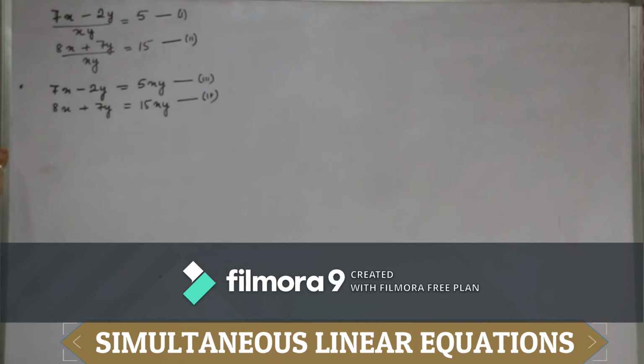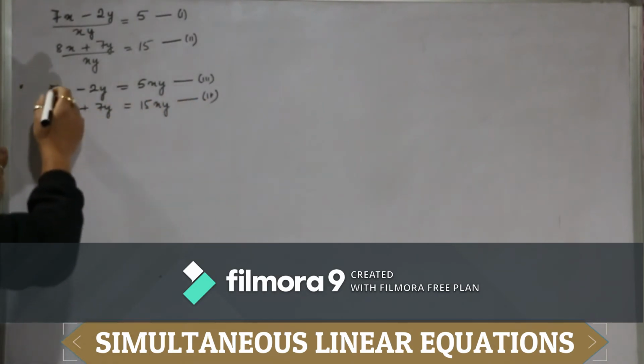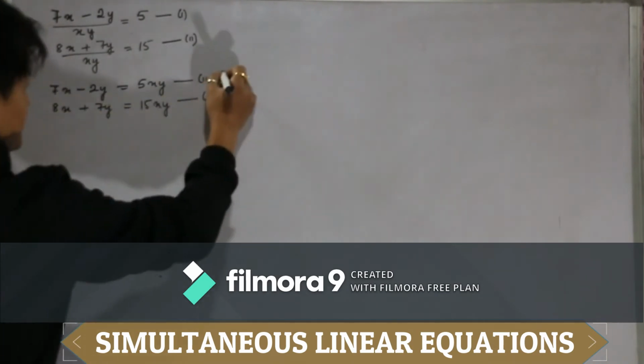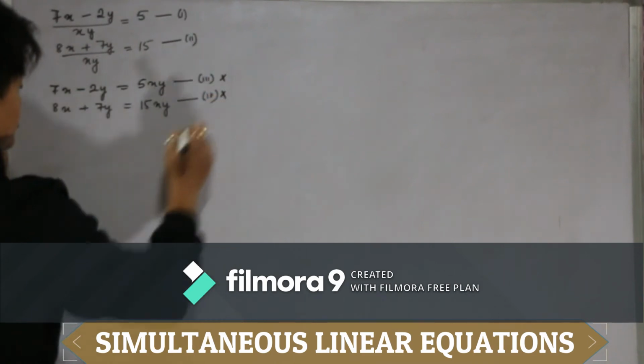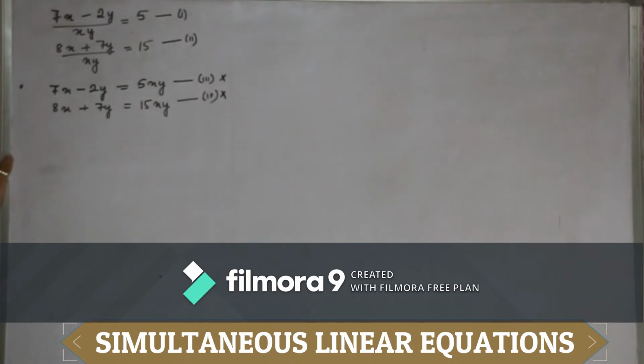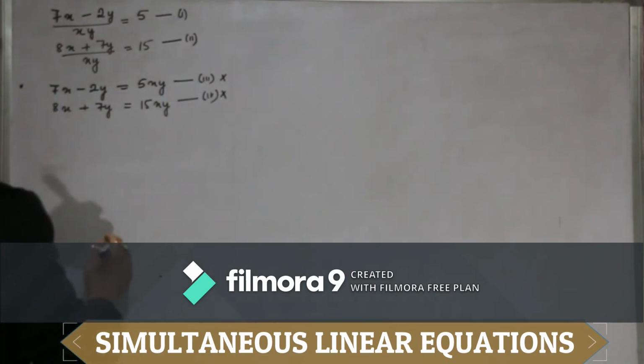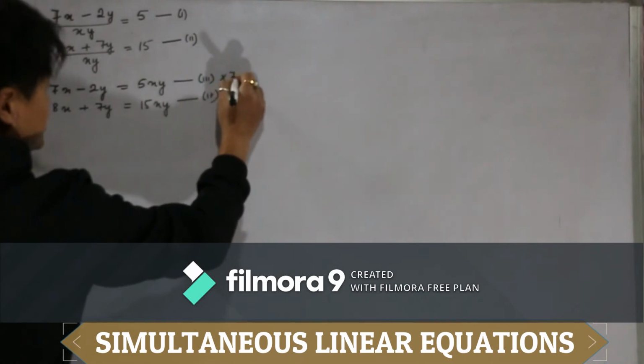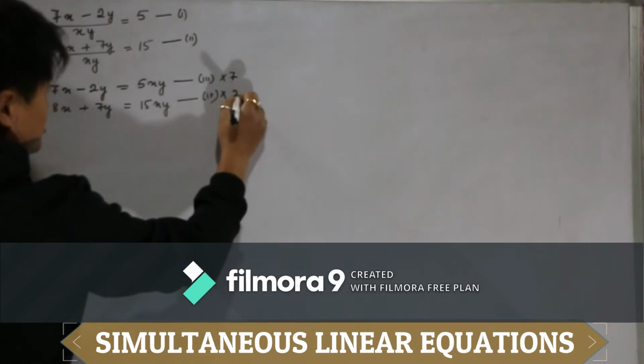Okay, so from equations 3 and 4 we'll get here. This is the simplest form of the equation. So how can we make this similar? Here is 7, here is 8, here is 2, here is 7. We have to make either of these equal. So what we can do here is multiply with 7 here and multiply with 2 here.